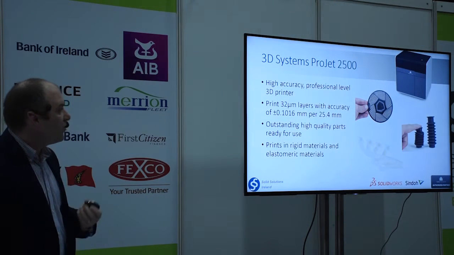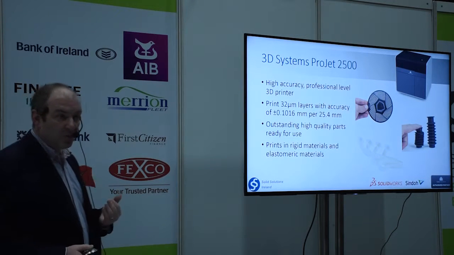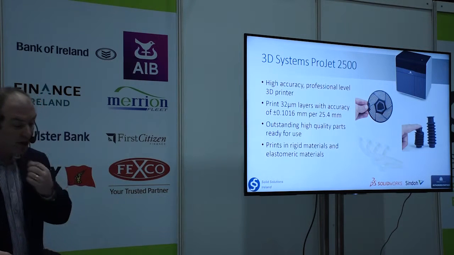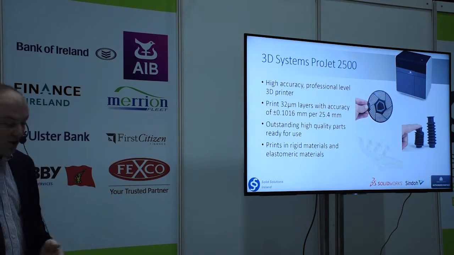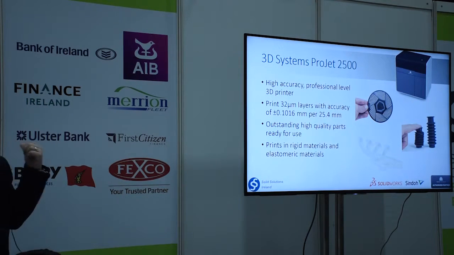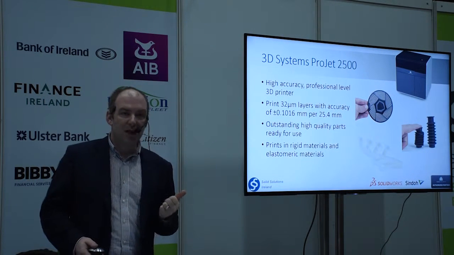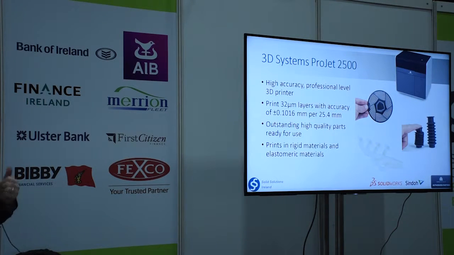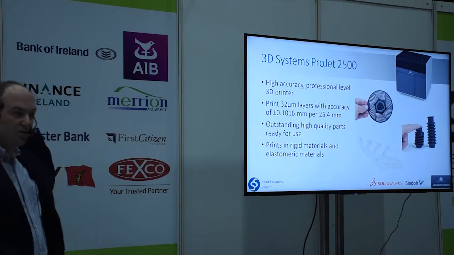The next printer in the range is the 2500, which has become very, very popular. And that will print to an accuracy of 32 micron layers. So you're plus or minus 0.1 of a millimeter over 25 mil, or an inch. It's outstanding quality parts, and that will actually print in rigid material or elastomer material as well, so a rubber-like material. We have samples over on our stand, Solid Solutions, it's 113.